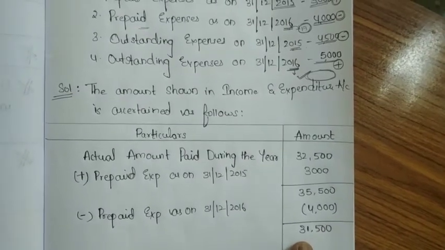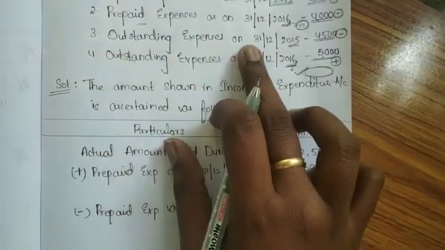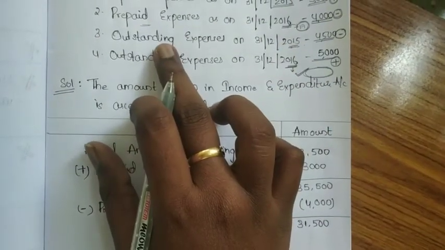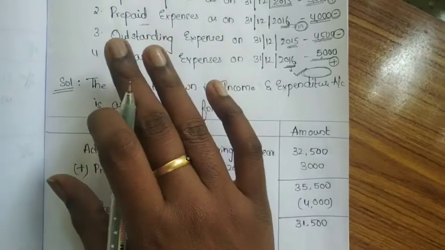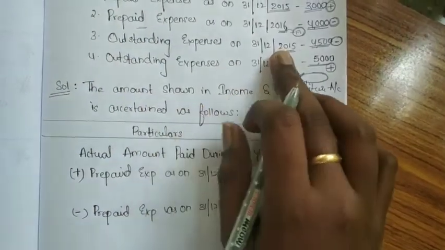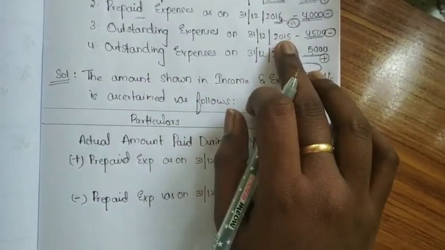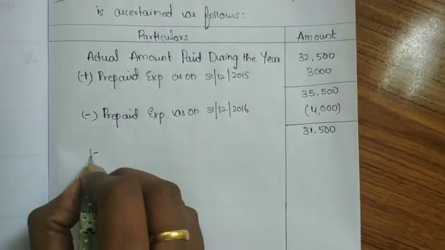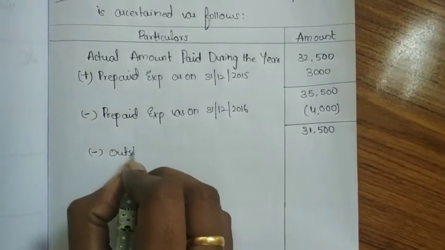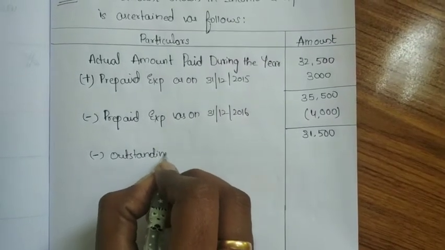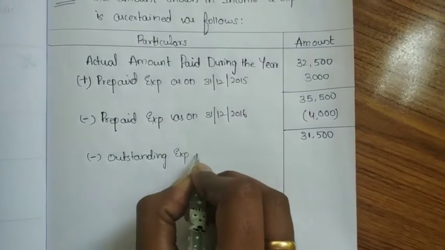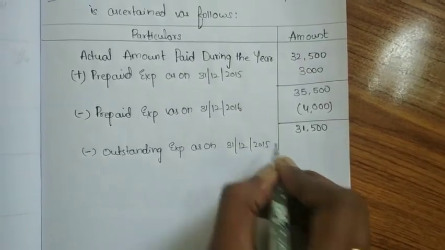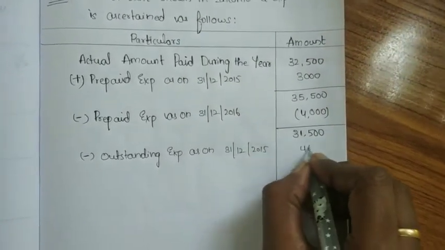See the next adjustment, outstanding expenses as on 31/12/2015. That means we are paying the outstanding expenses. The expenses still to be paid were paid in 2015. It is not related to 2016. So deduct this amount: minus outstanding expenses as on 31/12/2015. So deduct the amount 4,500.